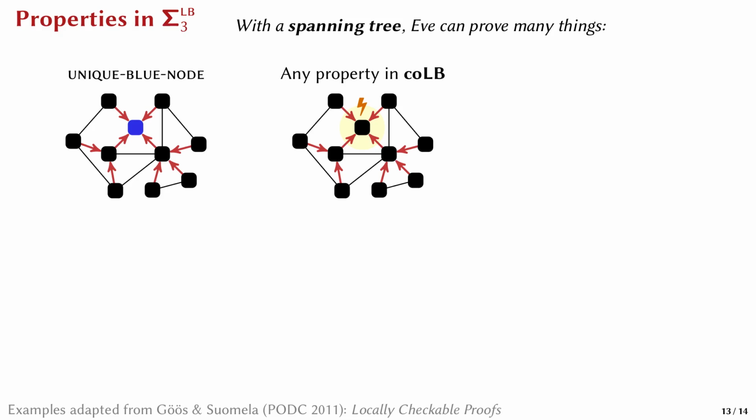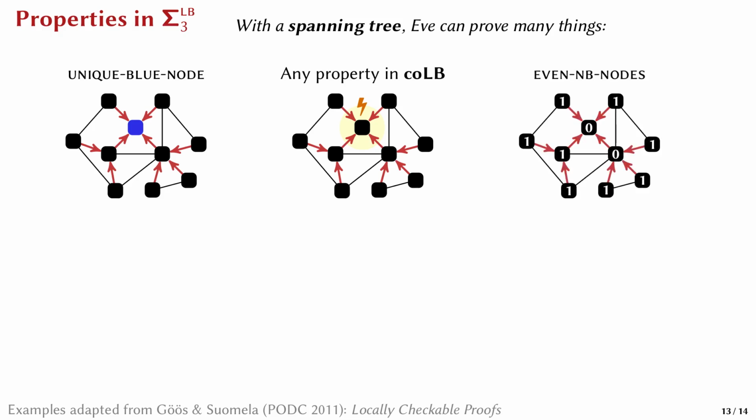Let's look at another example. If we are able to construct a spanning tree, then we can also easily check whether the total number of nodes in the graph is even. To do this, we simply aggregate modulo 2 counters from the leaves to the root. Each node checks that its value is 1 plus the sum of its children modulo 2, and the root also checks that its value is 0.